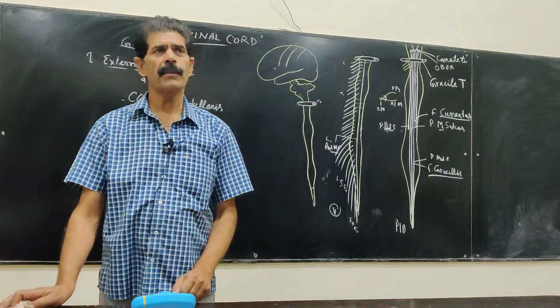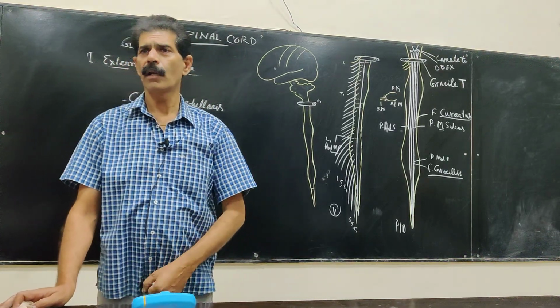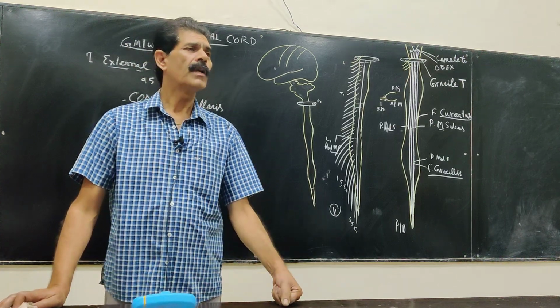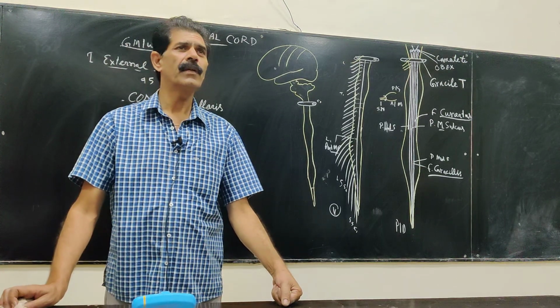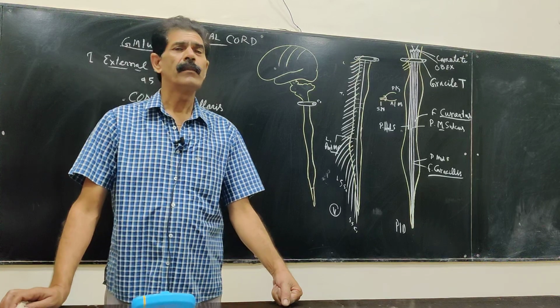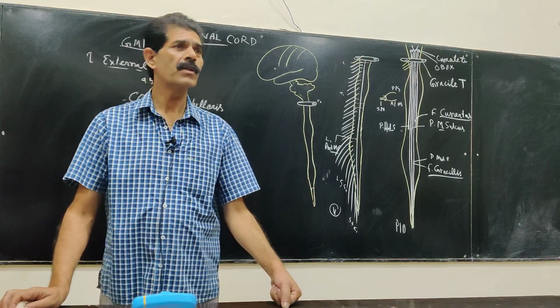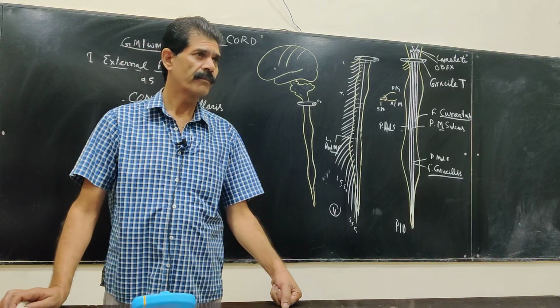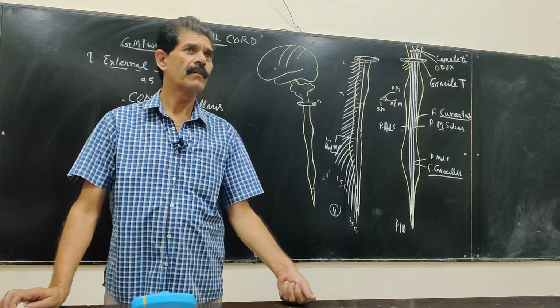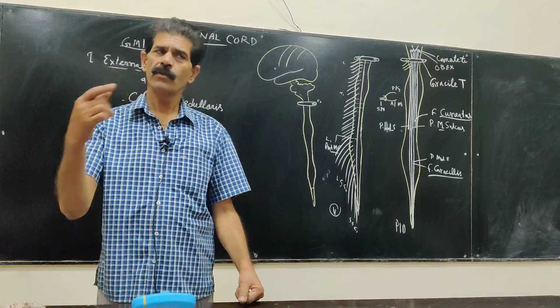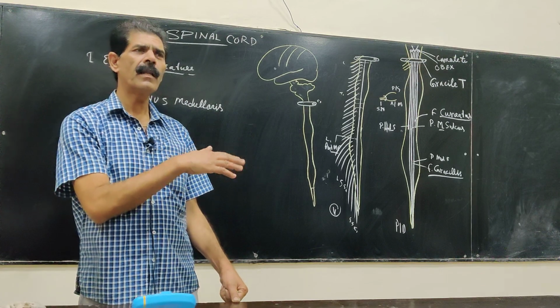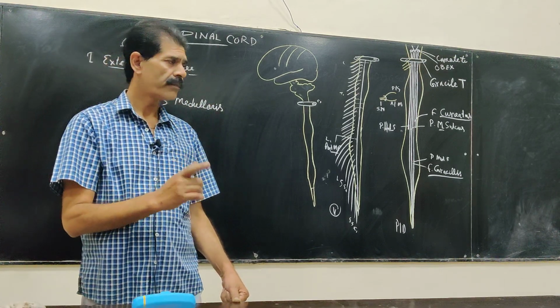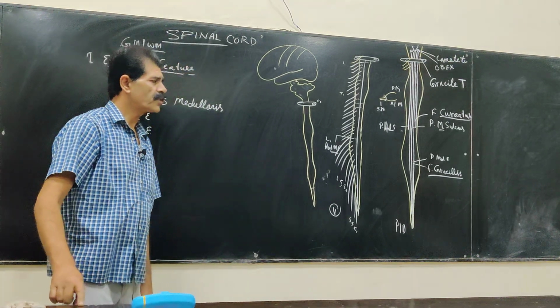When you do the next part, after the abdomen, we will do the lower limb, and you will come to know how to remember that gracilis is the medial and the cuneatus is the lateral fasciculus. Gracilis is the medial most muscle of the thigh. So that's how to remember. The medial most is the gracilis, so fasciculus gracilis is the medial bundle, lateral is cuneate. So that is the external features.